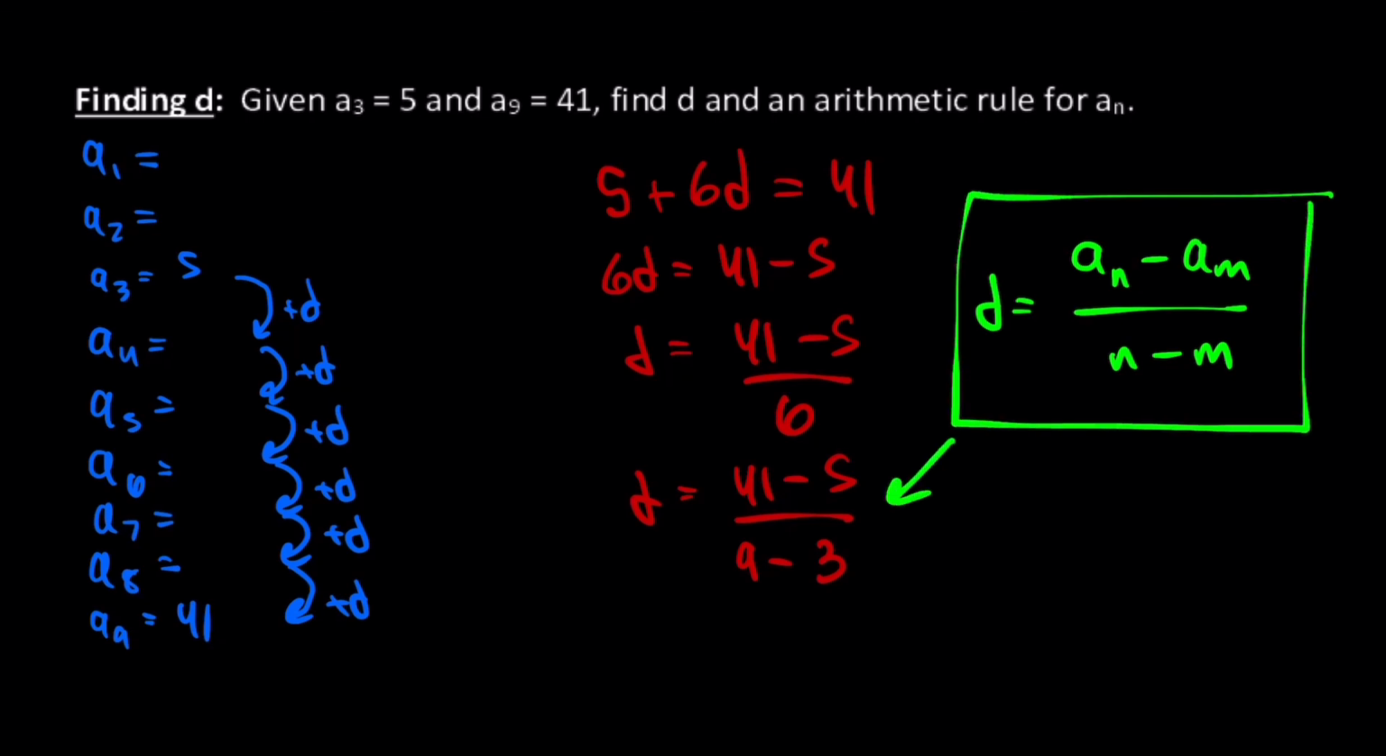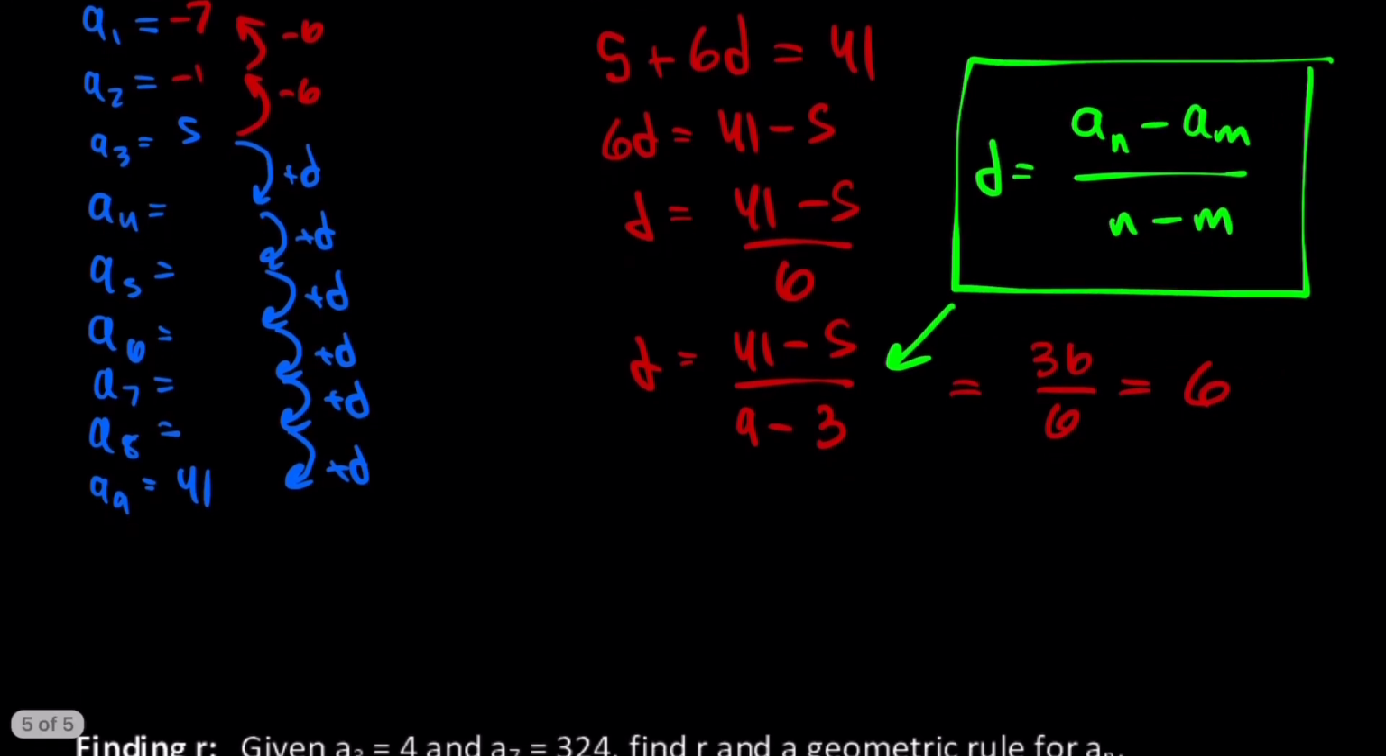So in this particular case, if you want to calculate that, 41 minus 5 is 36, and 9 minus 3 is 6. D in this case is going to be 6. If you wanted to go further and find an a sub n rule, you need a sub 1. But if D is 6 and you want to go backwards, you would actually subtract 6. That'd be negative 1. Subtract 6 again, that'd be negative 7.